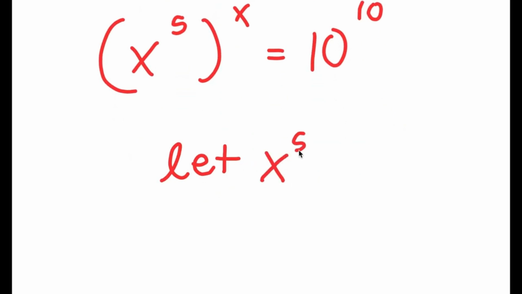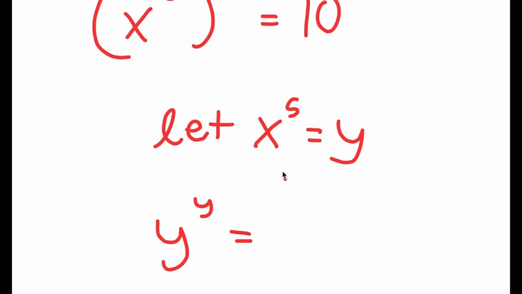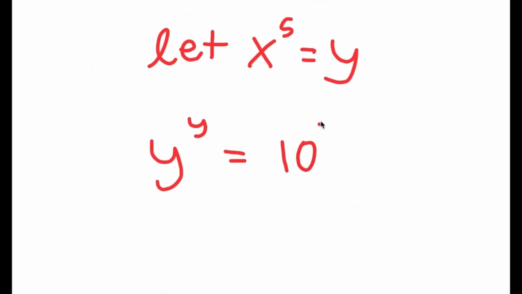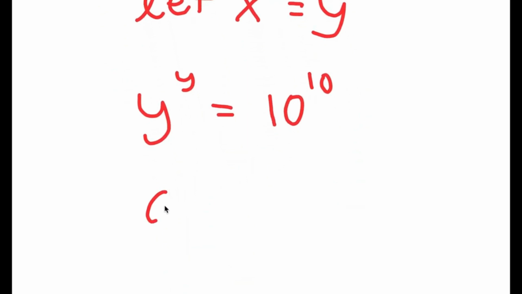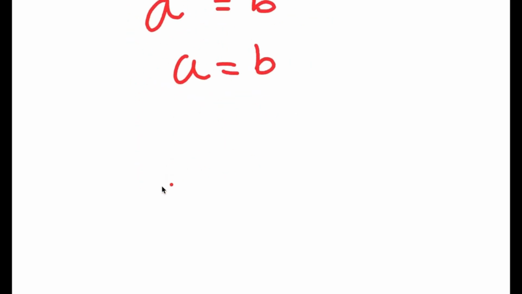Now I'm going to let x to the power of 5 equal to the variable y. So I get y to the power of y is equal to 10 to the power of 10. If I have something in the form a to the power of a is equal to b to the power of b, this means that a is equal to b. So in this case, y is equal to 10.